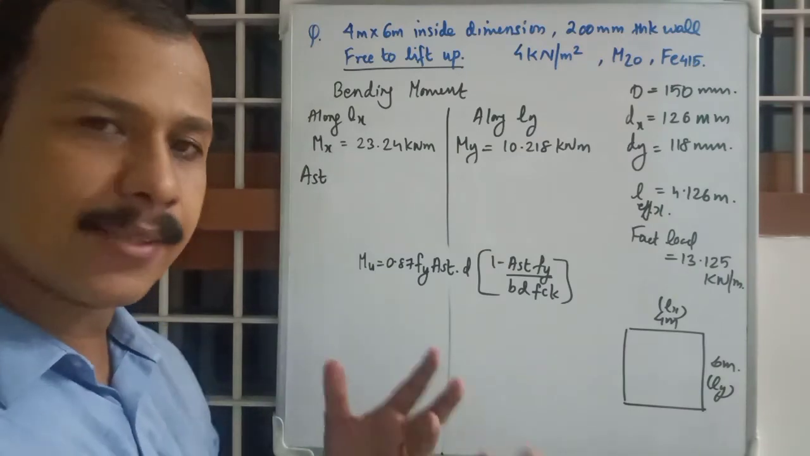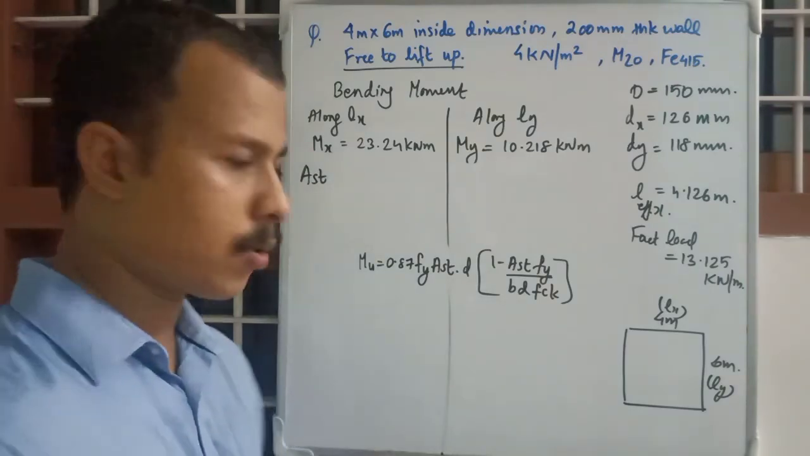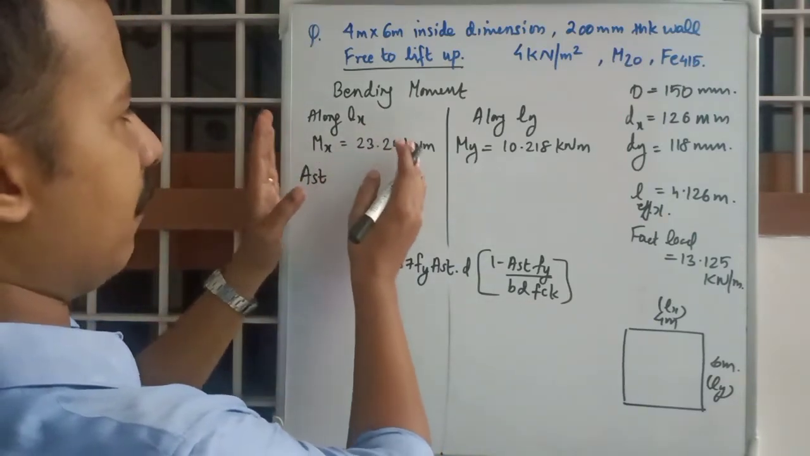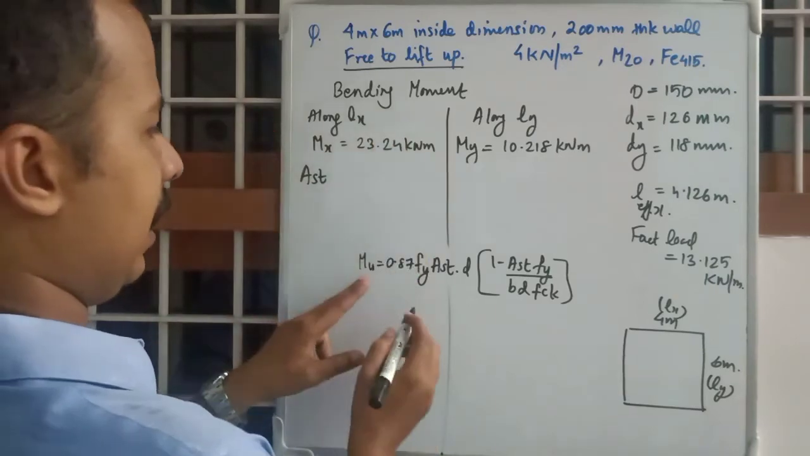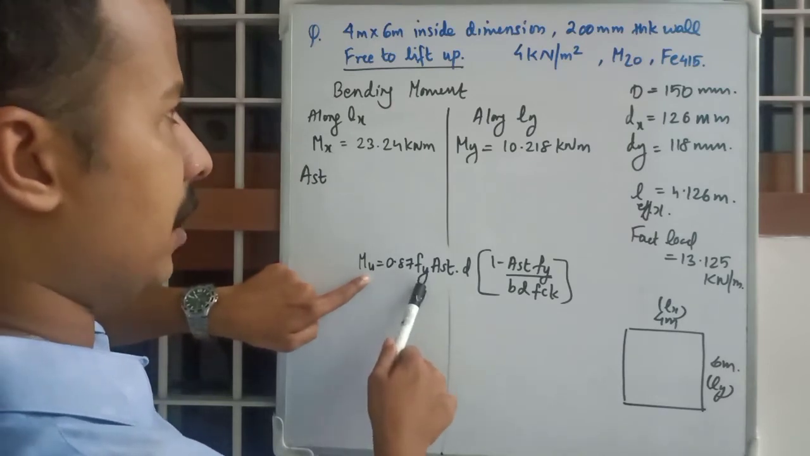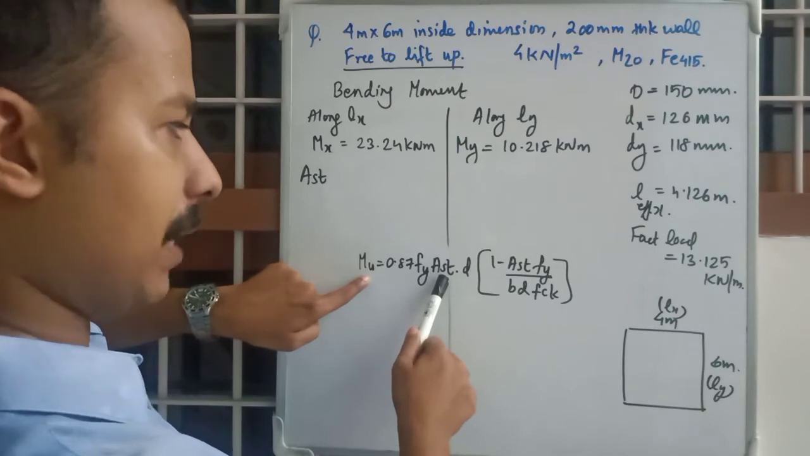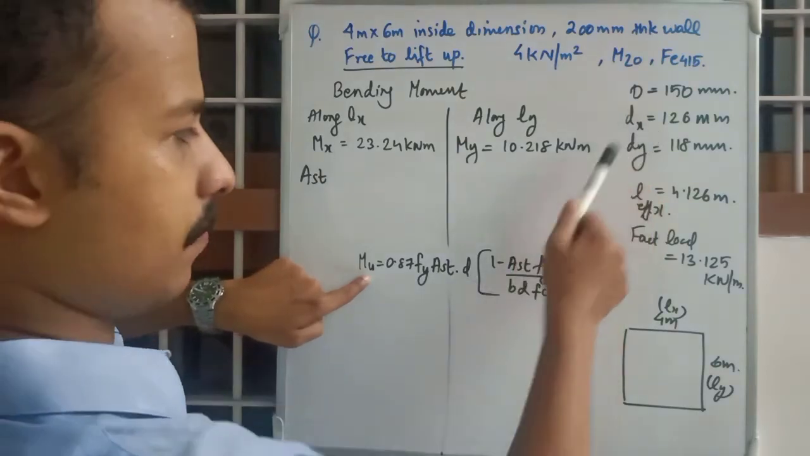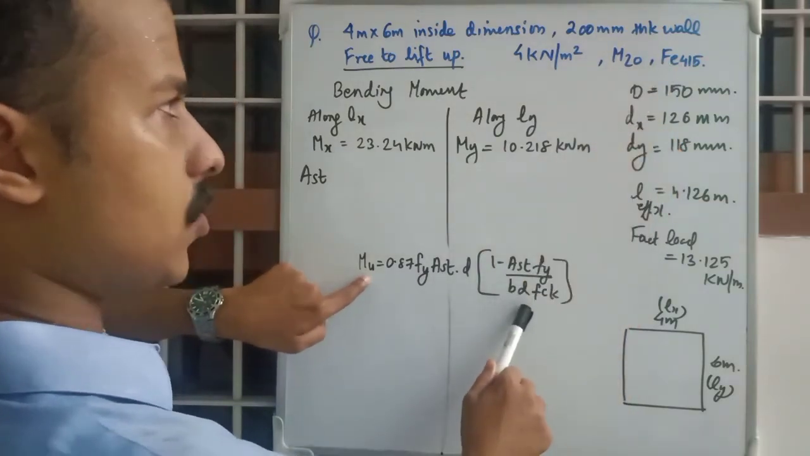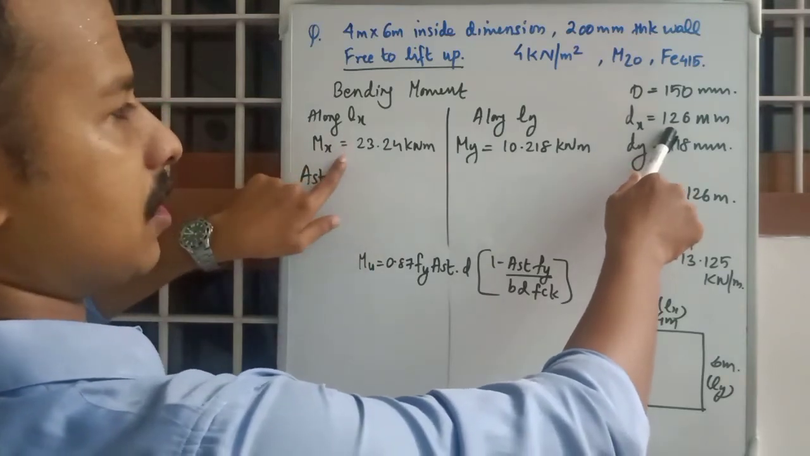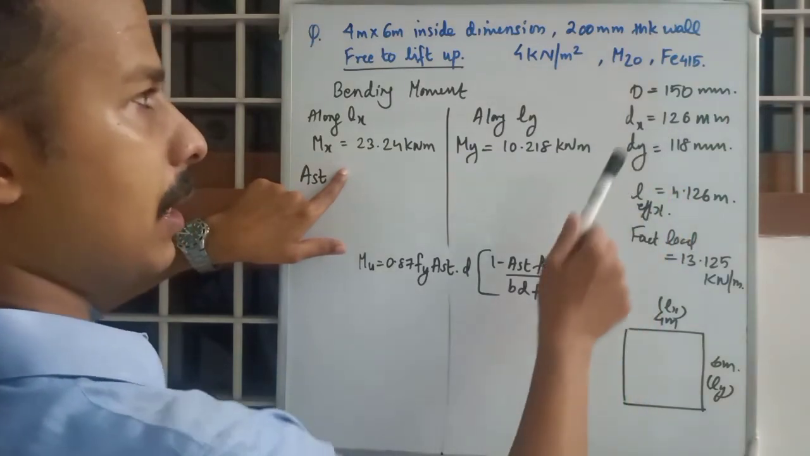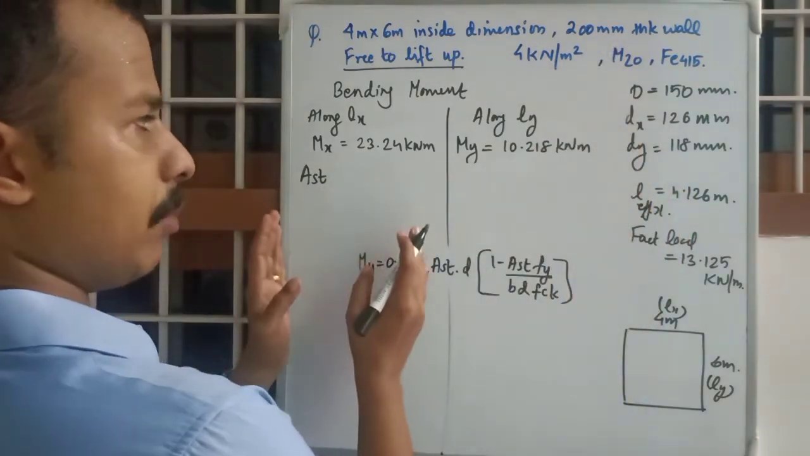How do you calculate Ast? As always, with this equation in the IS code. While designing separately for Mx, Mu can be substituted as 23.24. Fy is 415, Ast you have to calculate, d will be dx, Fy will be always 415, b is 1000, d is again, in this case for Lx direction, it will be 126, fck will be 20. Okay, so you will get a particular Ast value.